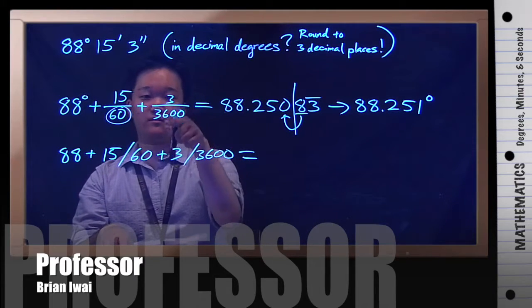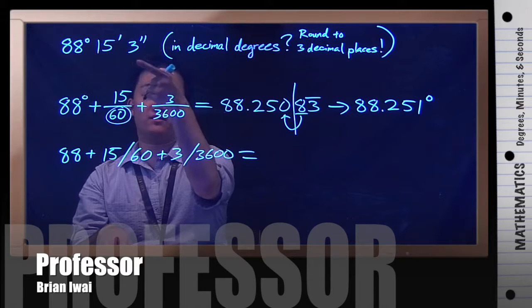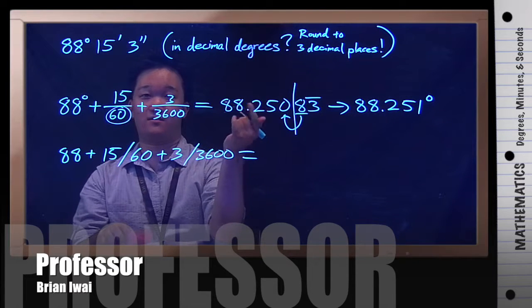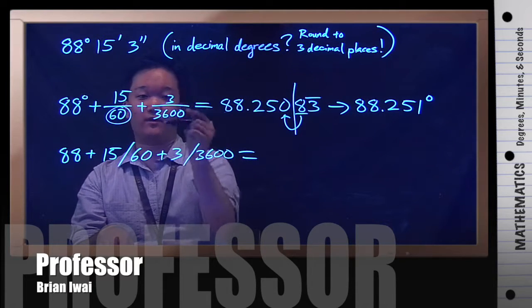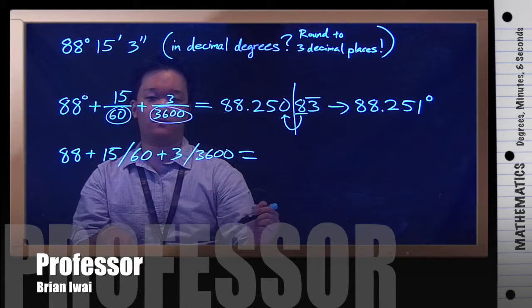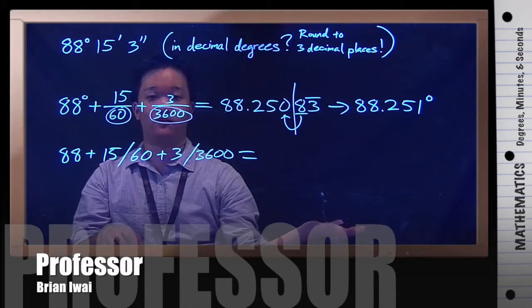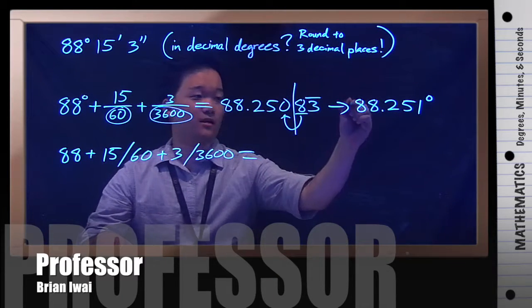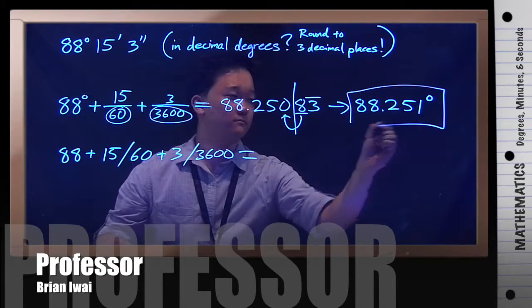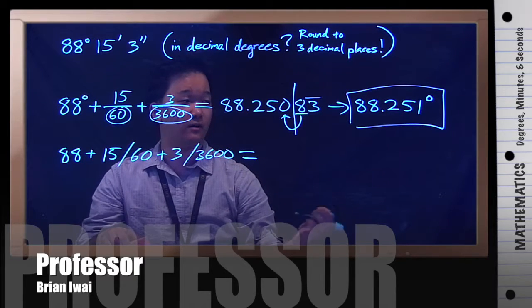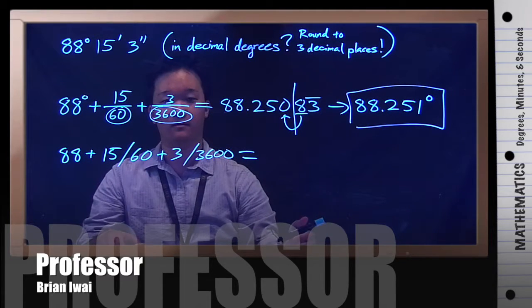Same thing with this 3,600. It doesn't matter if it's 3 seconds, it doesn't matter if it's 10 seconds, 47 seconds. You would just write that all over 3,600. And then just plug that into the calculator and then just round to the appropriate number of decimal places, and that's it. So the answer would be, for this problem, 88.251 degrees. And that's it.